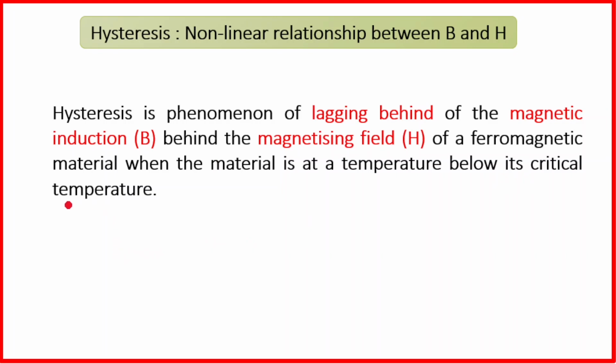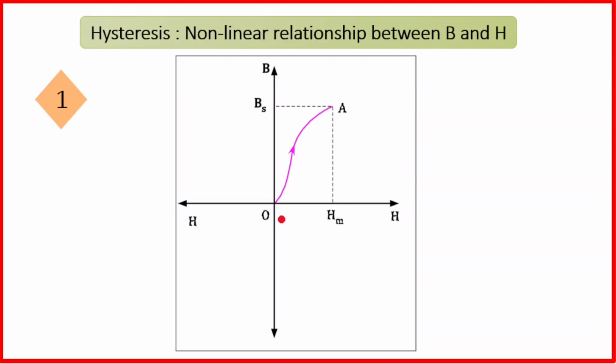Let us discuss the phenomenon of hysteresis. Now we'll be discussing it step by step. Let us take a piece of ferromagnetic material and we magnetize it slowly. Now, as the magnetizing field H is increased due to the increase in current, at first the magnetic induction B begins to increase slowly, then more rapidly. At last, the magnetic induction gets saturated at a value of Bs along the path OA and becomes independent of H. This curve is known as the initial magnetization curve.